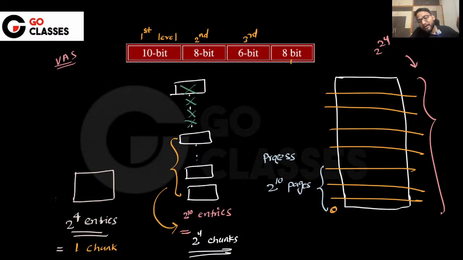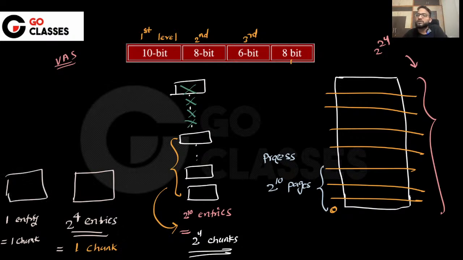how many entries are needed here? Only one entry, right? Each chunk has 2 power 10 entries, but that's okay. I need at least one chunk here. So I will be needing one chunk here.